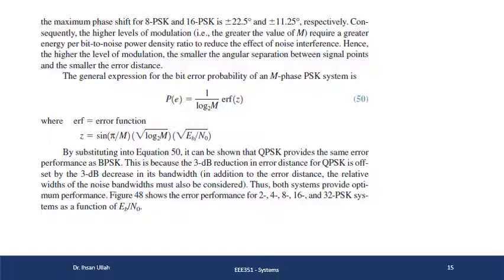तो मैक्सिमम फेज शिफ्ट है फॉर 8 PSK और 16 PSK, it is plus minus 22.5 and 11.25 degrees respectively. So the higher levels of modulation require greater energy per bit to noise power density ratio to reduce the effect of noise interference, ठीक है। यानी ज़्यादा पावरफुल होना चाहिए अगर आप हायर ऑर्डर कोई भी मॉड्यूलेशन स्कीम यूज़ कर रहे हैं, लेट्स से 16 और 32 PSK, so you are going to need a greater energy per bit to noise power density ratio, ठीक है। Yeah, that means the energy per bit needs to be sufficiently higher.